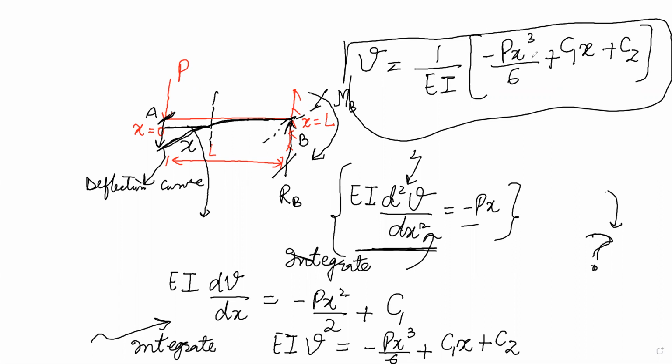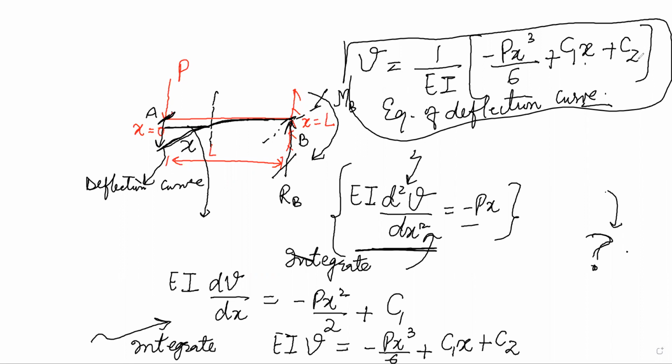At x is equal to 0, what is the value of the deflection? At x is equal to 1 centimeter, x is equal to 2 centimeter, x is equal to 3 centimeter. This is known as the equation of the deflection curve for a cantilever beam. But this equation is in terms of these constants of integration, C1 and C2.